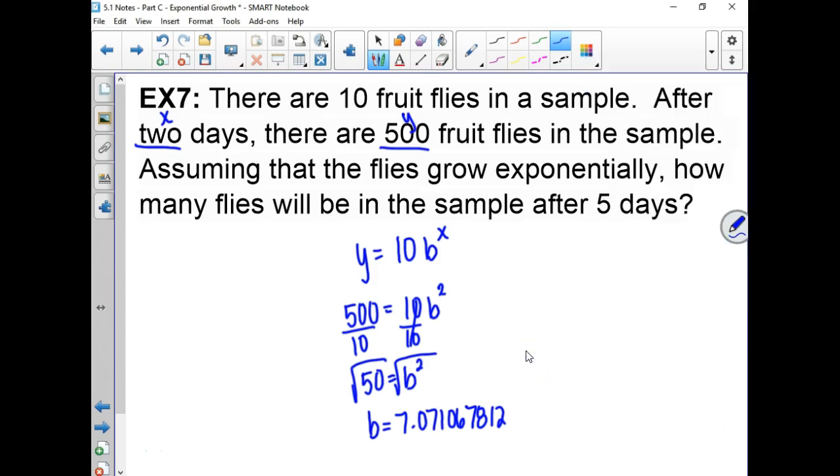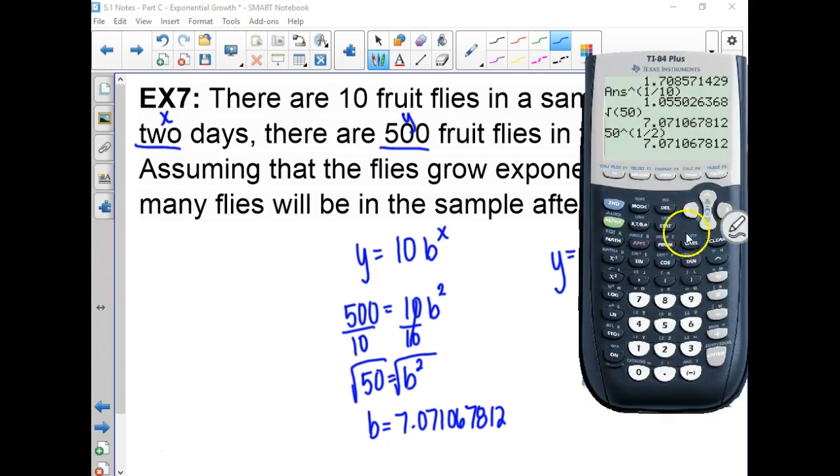So, now this time they did not ask us for our growth rate. We could find it if we needed to, but they don't ask us for our growth rate. What we need is the equation, because we need y equals 10 times 7.0710678112 to the x power. So this is our equation here, and we want to know how many flies will be in the sample after 5 days. So we're going to take that 5 and plug it in right here.